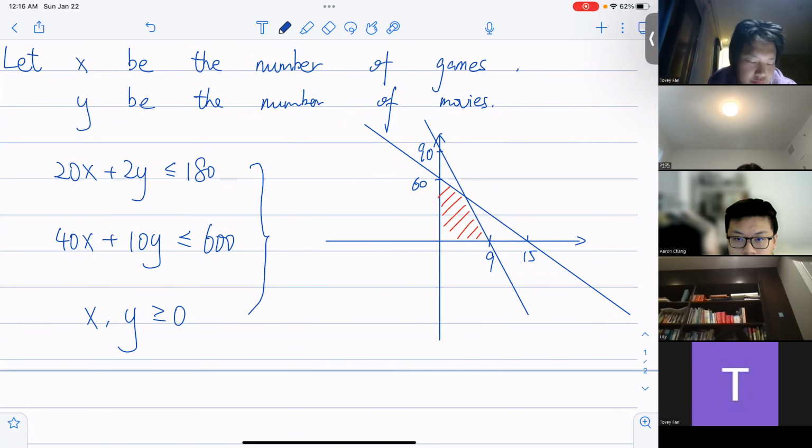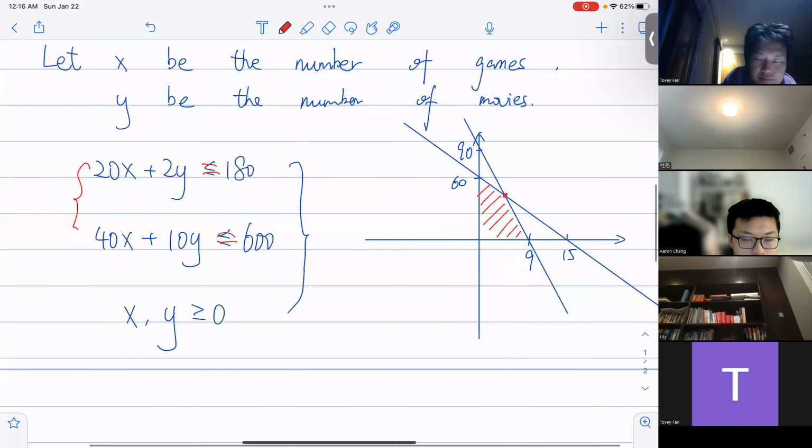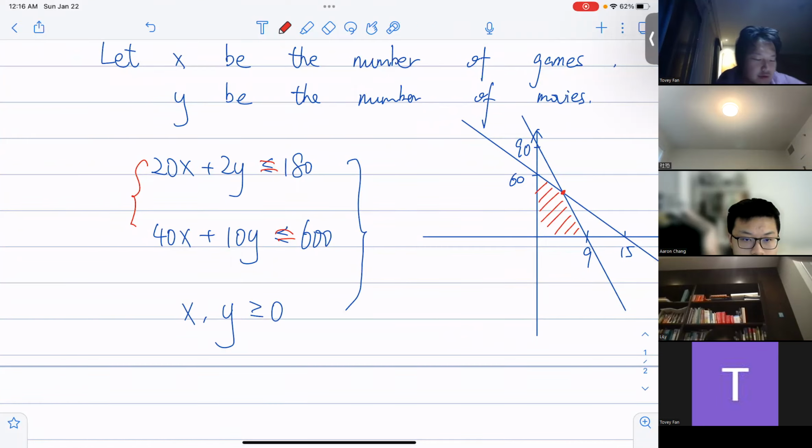So now we need to know the intersection, right? So for the intersection, we're just gonna make both of them equal to each other, right? So sorry, make them equal, and then we solve the linear system. Okay, so we solve the linear system here.